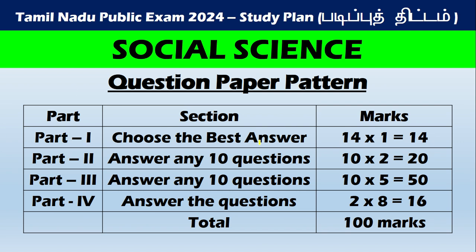Part 1, choose the best answer. 14 marks will be there. That is 1 mark question, 14 into 1 is 14. Answer any 10 questions, 10 into 2 is equal to 20. Answer any 10 questions, 5 mark, 10 into 5 is equal to 50, and answer the questions, 2 into 8 is equal to 16. I have given it without a breakup. Here there are map, timeline plus distinguish, give reasons, fill in the blanks. So maps and all of those are in this. So this is the pattern that the government is giving for scheduling the question paper, my dear children.